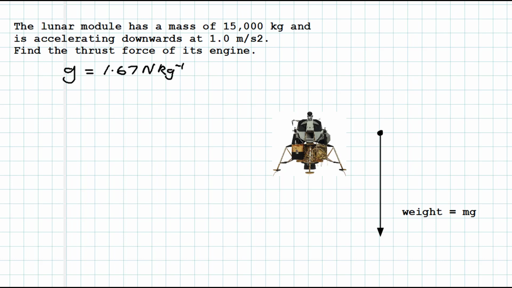Well, obviously the rocket is using its motors to push it up the way, the thrust up the way. So we've got to represent the force called the thrust by an upwards vector, an arrow pointing upwards. And you can see in this particular example, because the lunar module is accelerating downwards, the weight must be bigger than the thrust. The thrust is not big enough to support the weight, if you can imagine that.